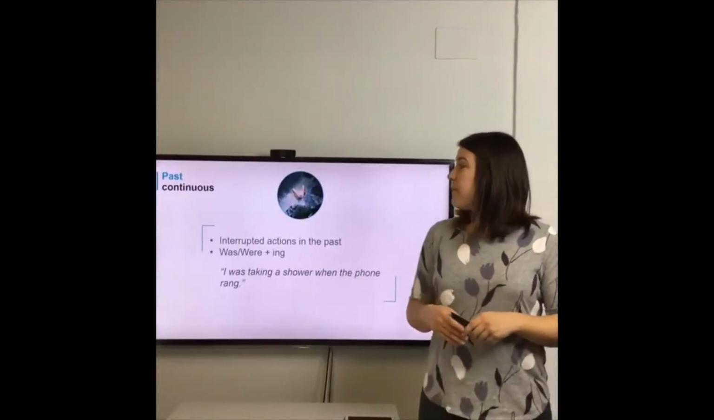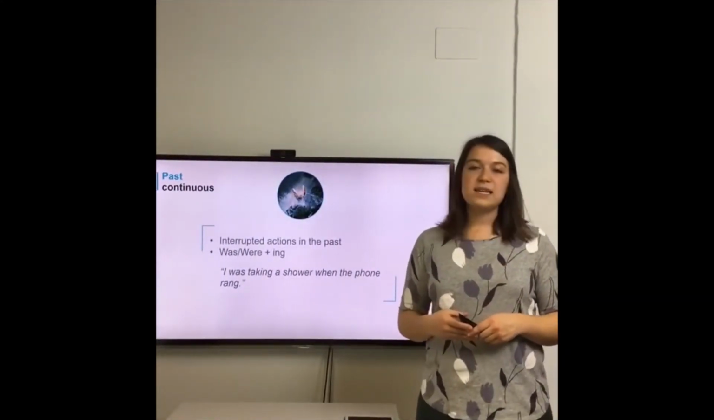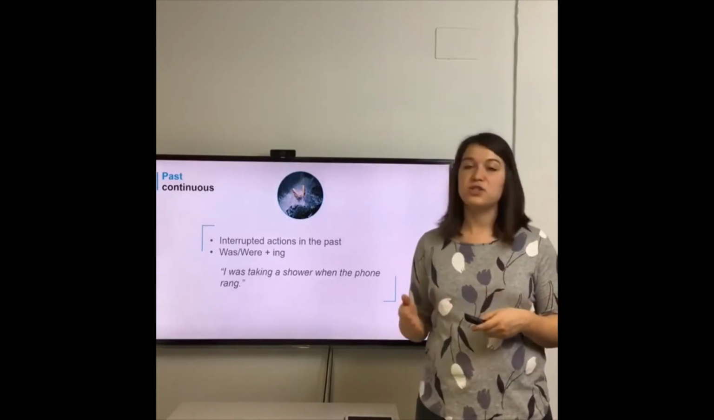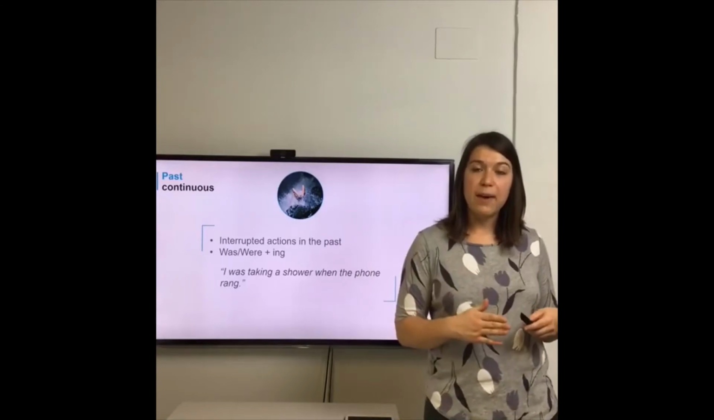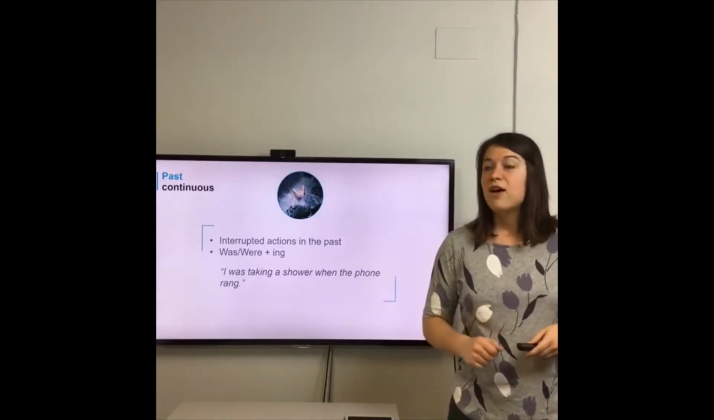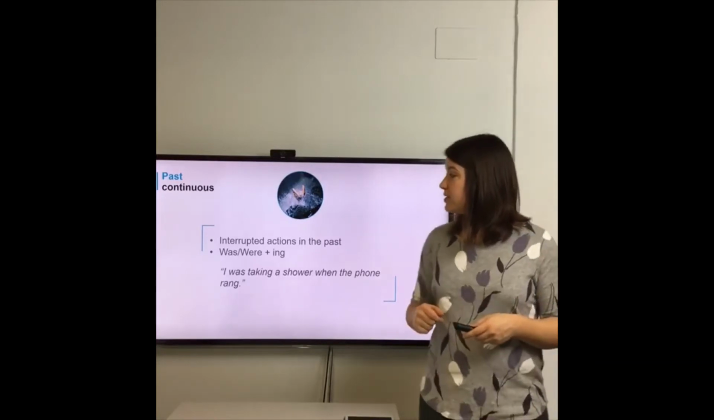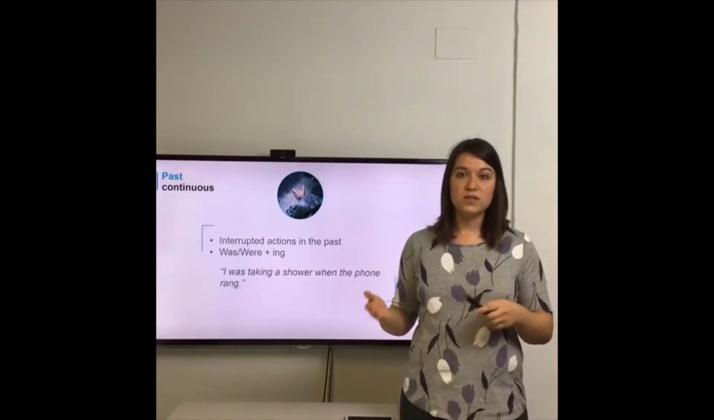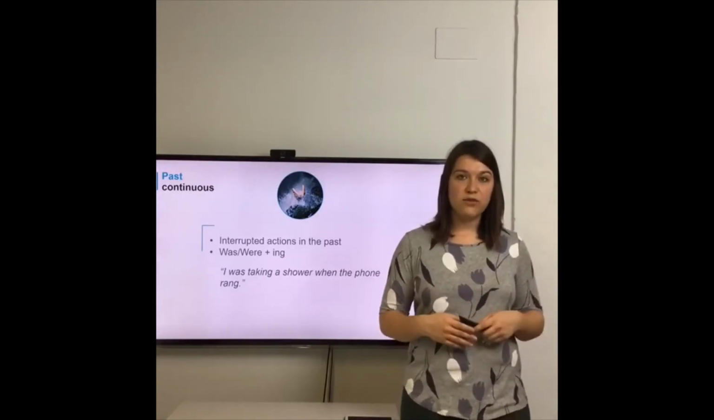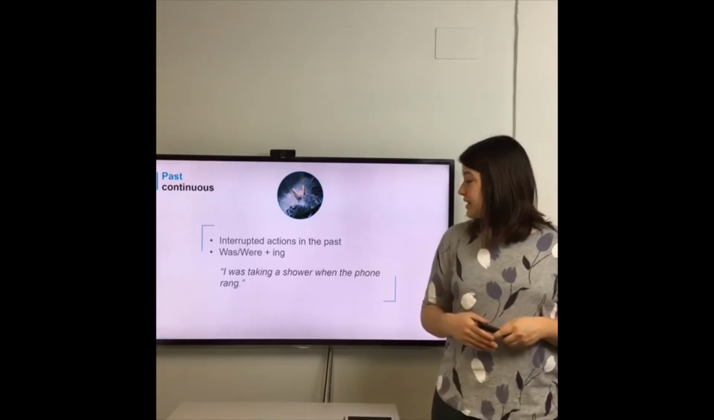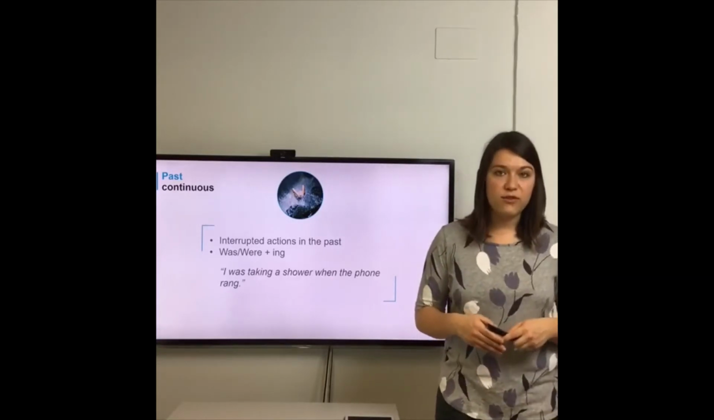Okay, now the past continuous. This is talking about interrupted actions in the past. So an ongoing action in the past that was interrupted by another action. We form the past continuous with the verb to be in the past simple, so was or were, plus the verb with ing. For example, I was taking a shower when the phone rang.